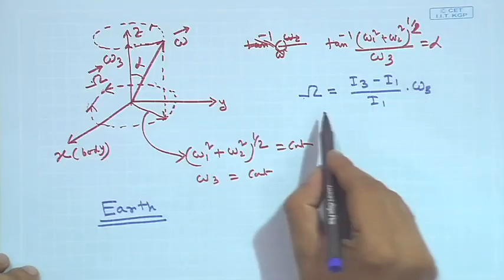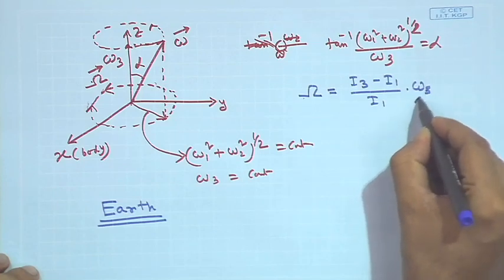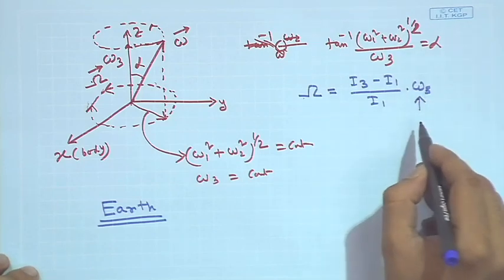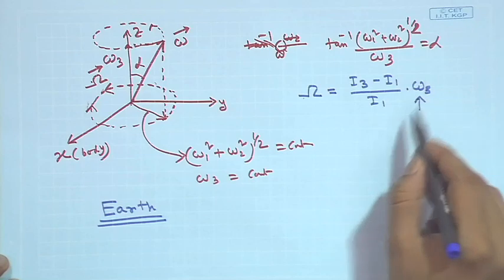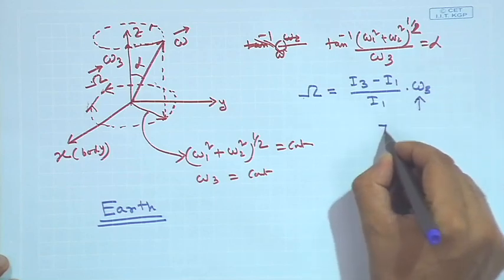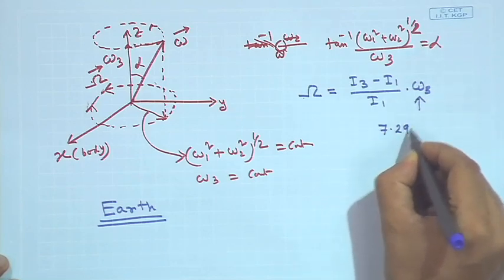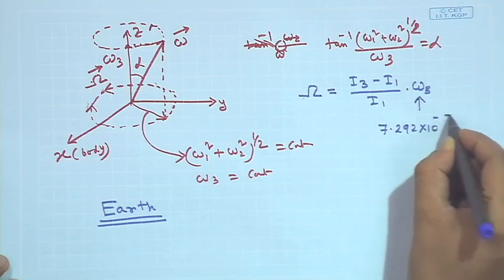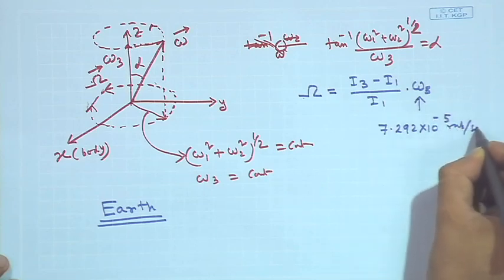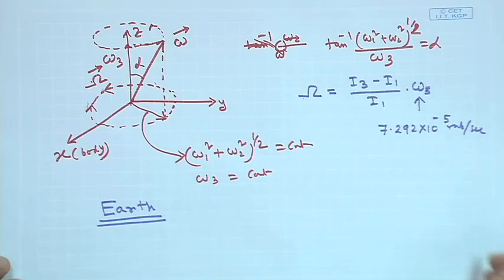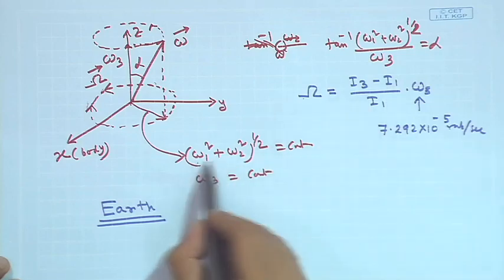Now, if we go back to this expression here, omega 3 is the standard rotational velocity of the Earth, and this is given, to be precise, as 7.292 times 10 to the power minus 5 radians per second, right, that we have seen. So, you see that omega 1 and omega 2, these components, are very minimal.